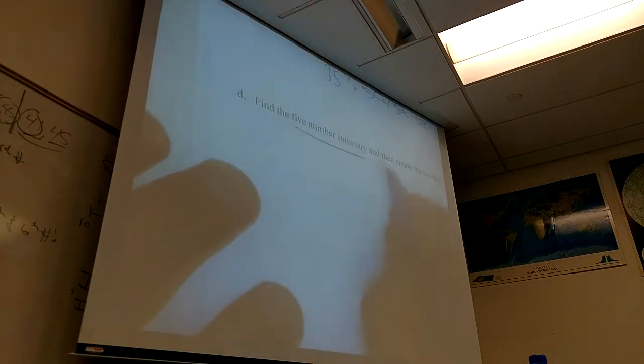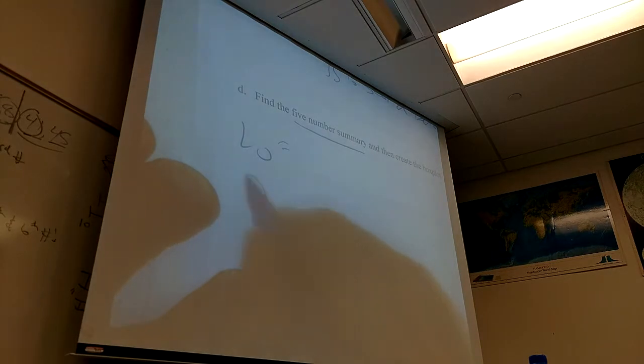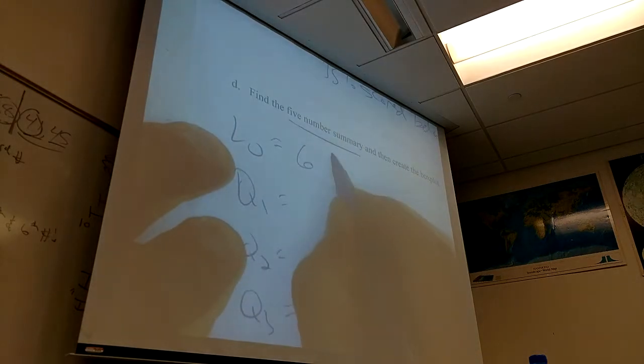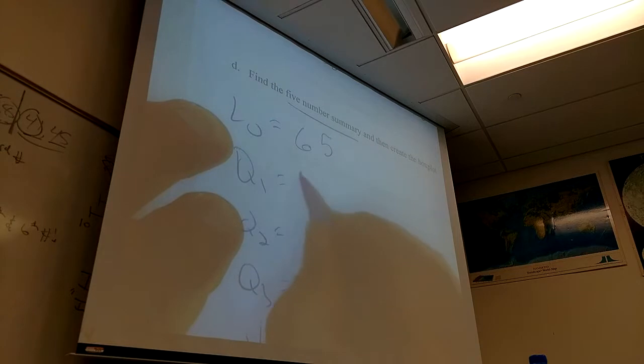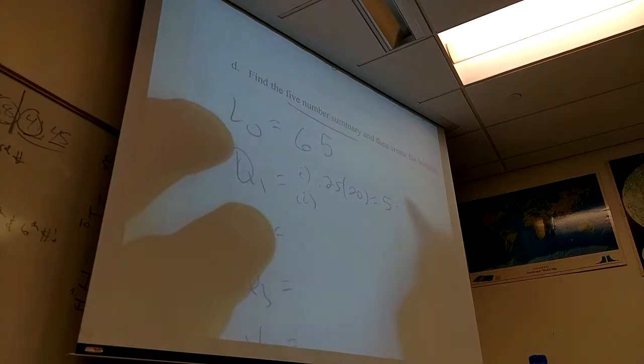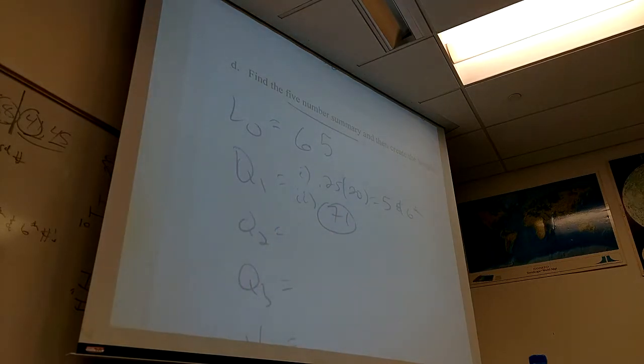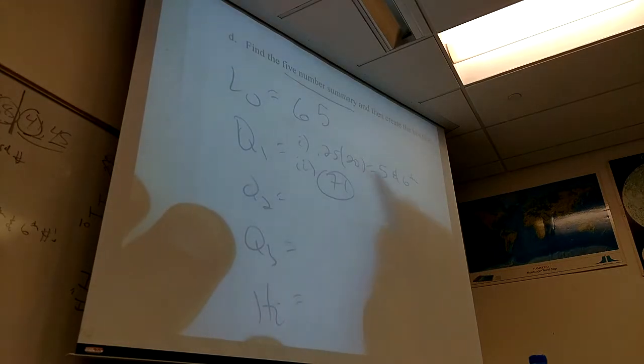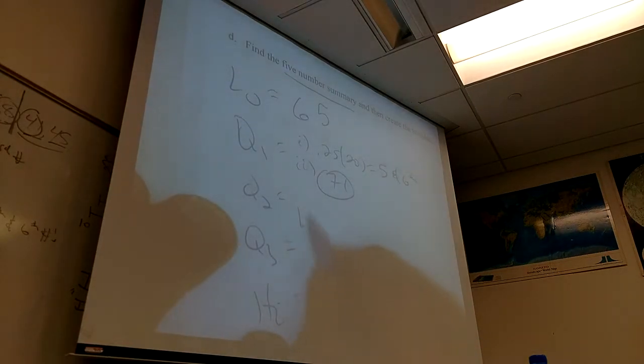What do you guys get for the 5-number summary? The lowest one is 65. Q1: when you do this, you get 5, which means average the 5th and 6th. And you get 71. They're both 71, which is nice. That's the best, when the 2 numbers you have to average are the same. Q2, half of 20 is 10, so you take the 10th and 11th. Is that cool? And you average those.